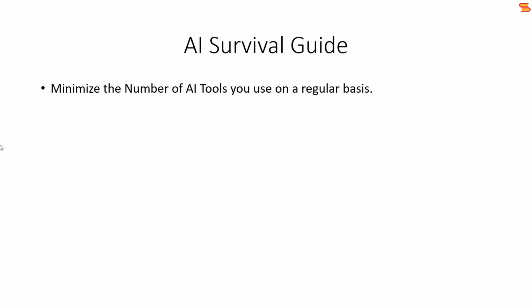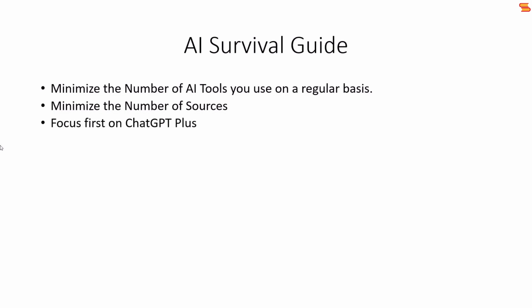Whether you're an information marketer or a marketer of your product or service, if you're going to use AI, you want to be aware of just the minimum number of tools you need in order to be effective. You want to minimize the number of sources you are generating that AI from. What I suggest is that you focus first on ChatGPT Plus. And again, it's not that ChatGPT Plus is going to be perfect. It's a paid subscription. It is something you've got to pay for monthly.